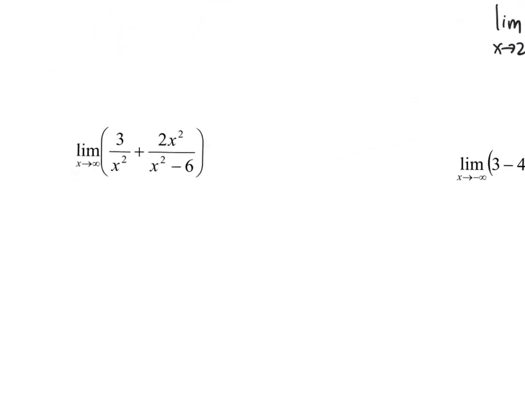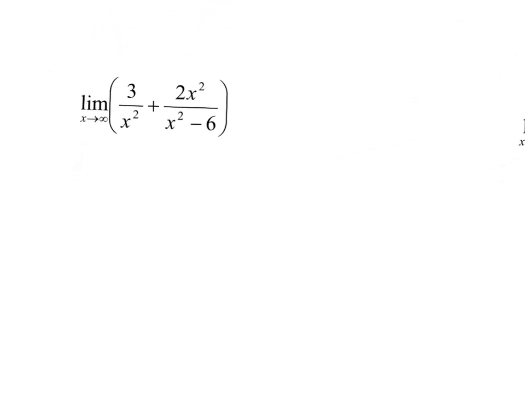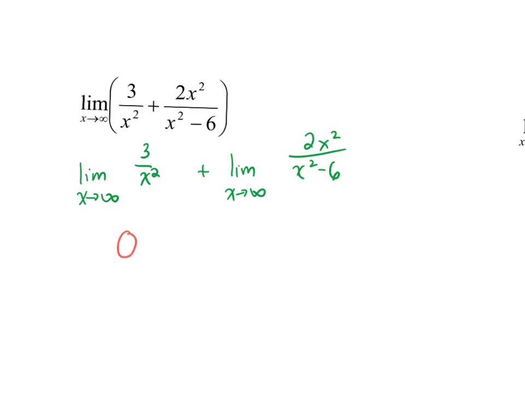All right, let's go down here and look at this one. So this one has 2 terms. Now the good news is this is going to infinity, and I have two rational functions added together. So the first thing I would do is break this into two rational functions. So this is 3 over x squared. And then this one is going to be the limit as x goes to infinity of 2x squared over x squared minus 6. Now this first one is 3 over x to a power, so this one is automatically going to go to 0.